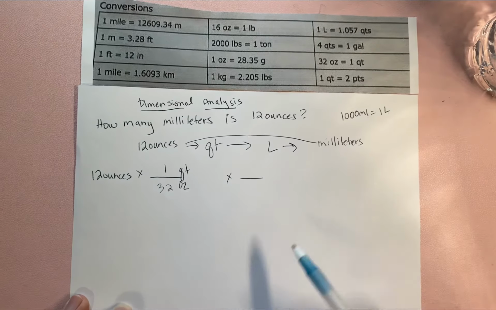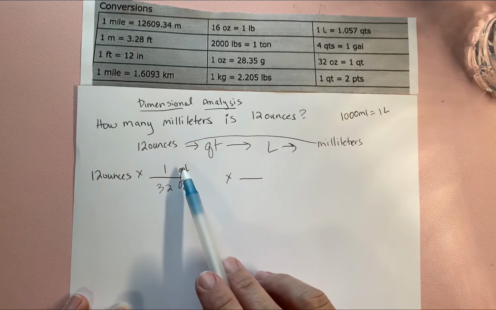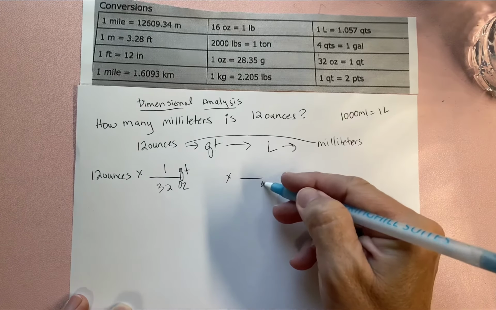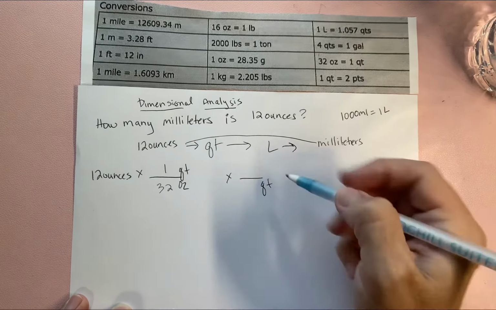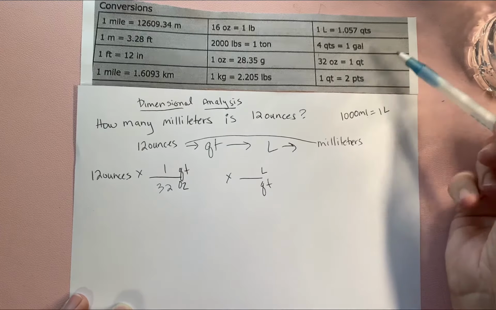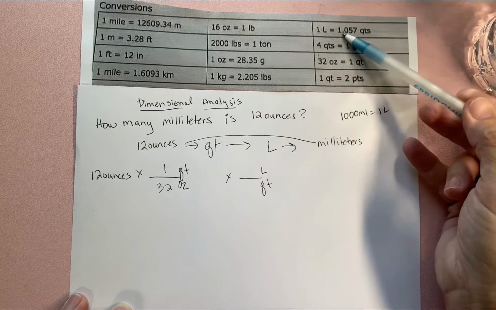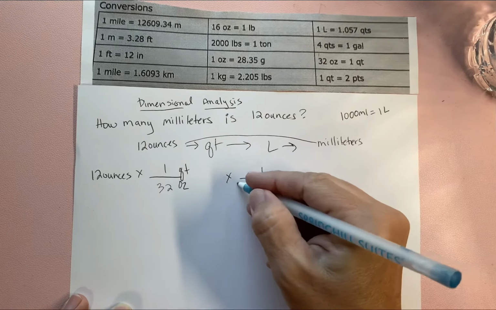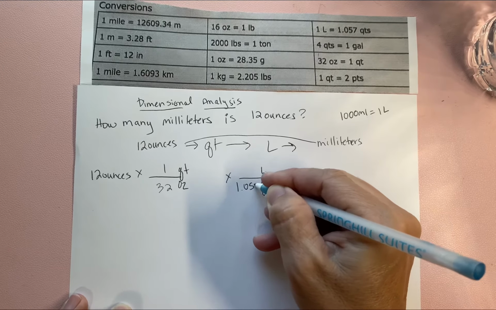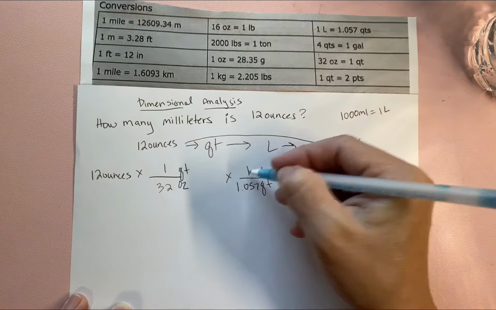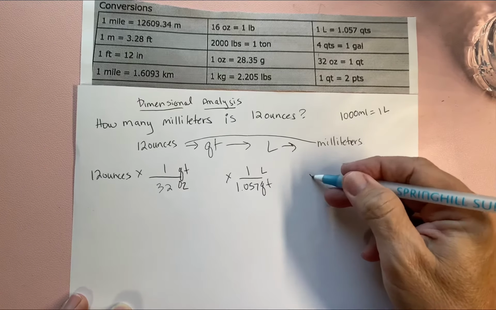We're going to multiply by our next fraction. The label from the top goes on the bottom, and then what we're converting it to goes on the top. So we're going to write down our numbers. Remember to keep the number with the right label. 1.057 quarts to 1 liter. Leave some space for the answer.